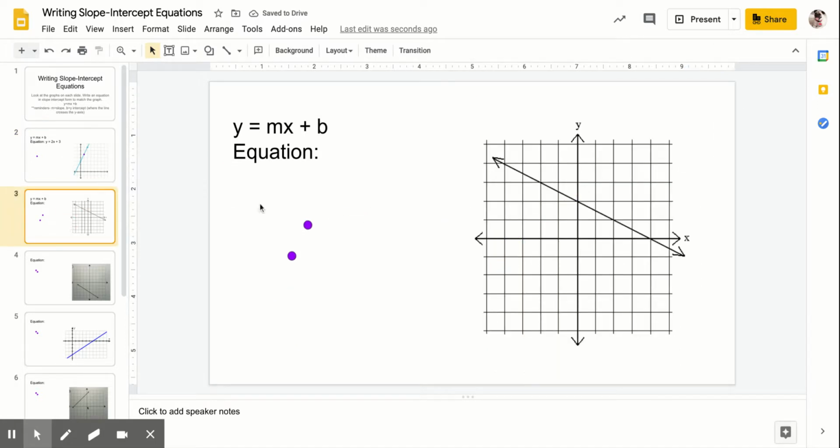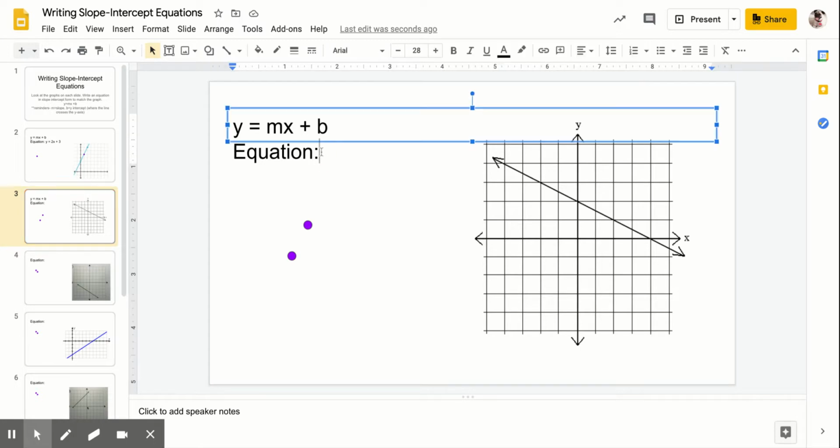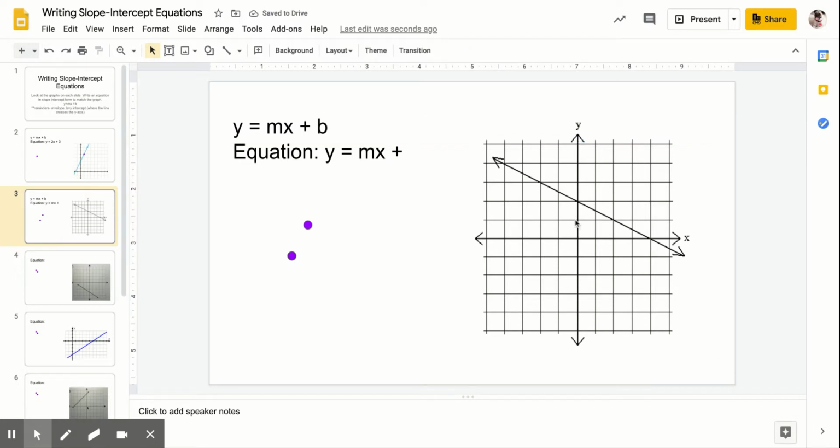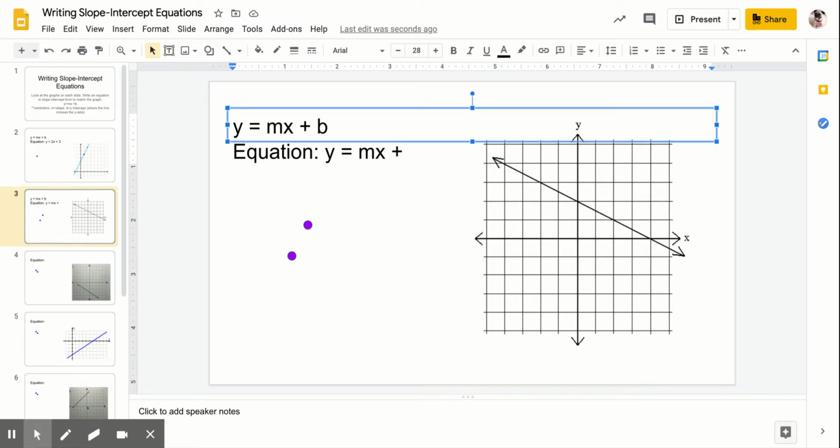Let's do another one. Based on what you see here, again, I always like to start by doing my intercept because I think that's the easiest part. So I'm going to write y equals mx plus, and then figure out where it crosses my y-axis. It crosses at 1, 2. So then my b would be 2. I'm going to go ahead and put that in since I know what it is already.